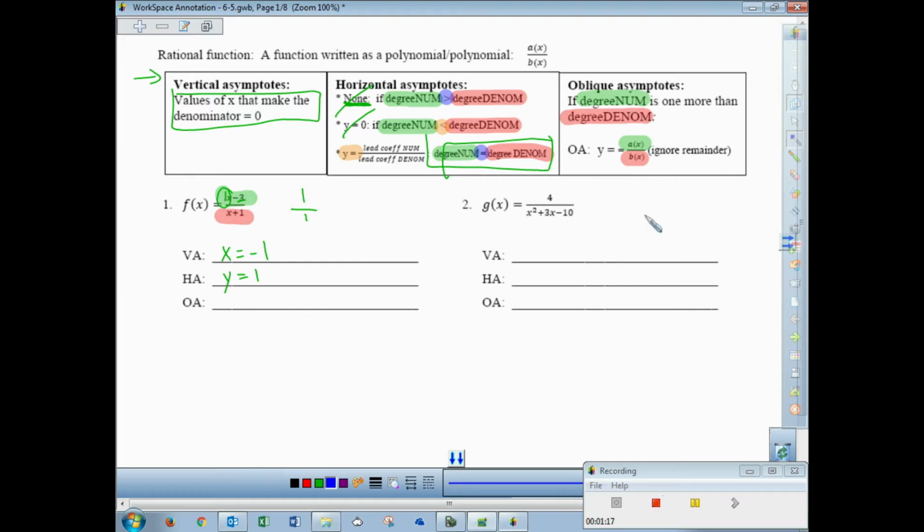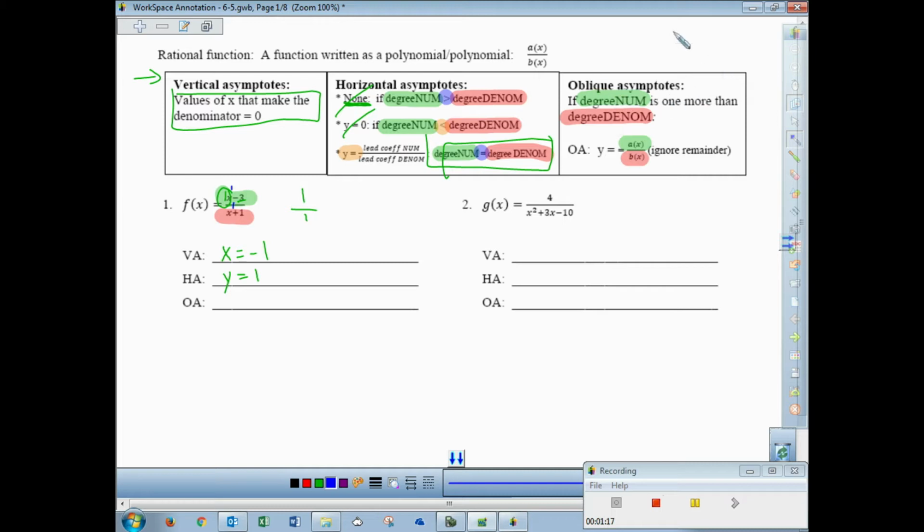It only happens in one case: if the degree of the numerator is exactly 1 more than the degree of the denominator. Is that happening here? Degree of the numerator is 1. Degree of the denominator is 1. Is the degree of the numerator 1 more than it? No. They are the same, right?